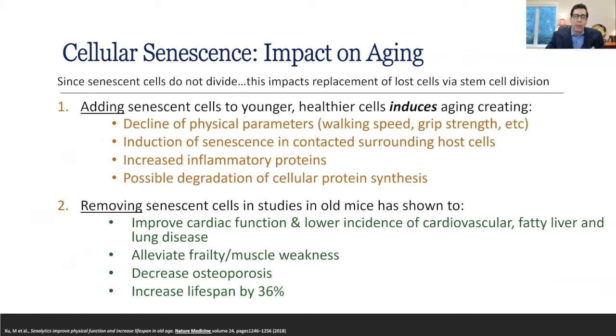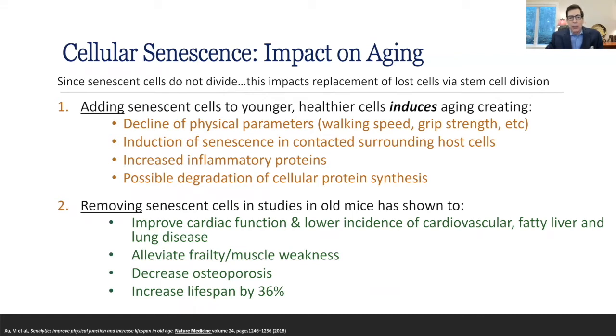So there are a great number of studies in mice and limited studies in humans at this point. Interestingly, adding senescent cells to younger, healthier cells induces aging. So it creates in mice a decline of physical parameters, strength, function. It induces senescent cells in the surrounding cells. There's an inflammatory increase and degradation of cellular protein synthesis. All of these indicate that senescent cells do impact the surrounding tissue.